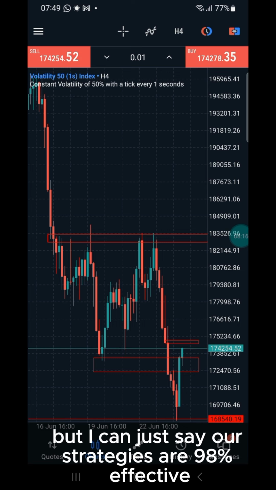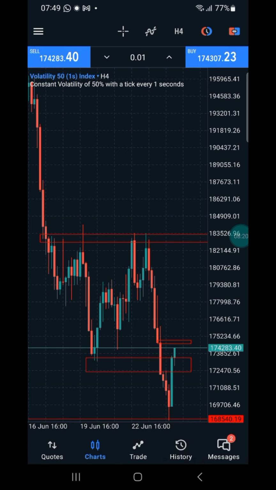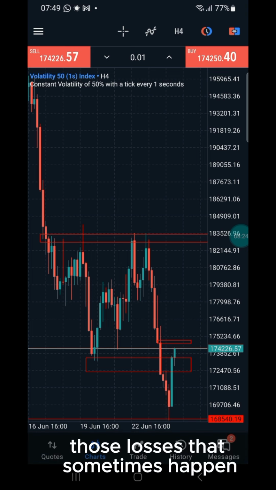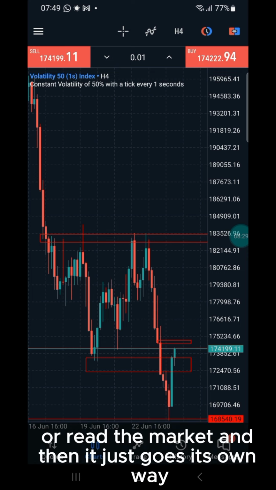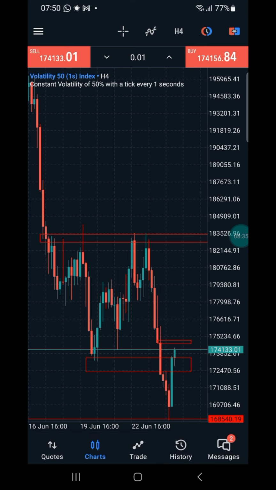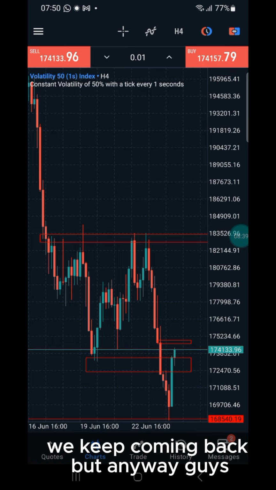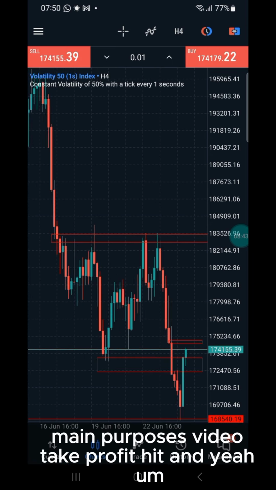But I can just say our strategies are 98% effective. That 2% is just room for those losses that sometimes happen, because sometimes you can see a pattern or read the market and then it just goes its own way. That happens a lot of times. But yeah, we don't let that scare us. We keep coming back. But anyway, guys, main purpose of this video, take profit hit.